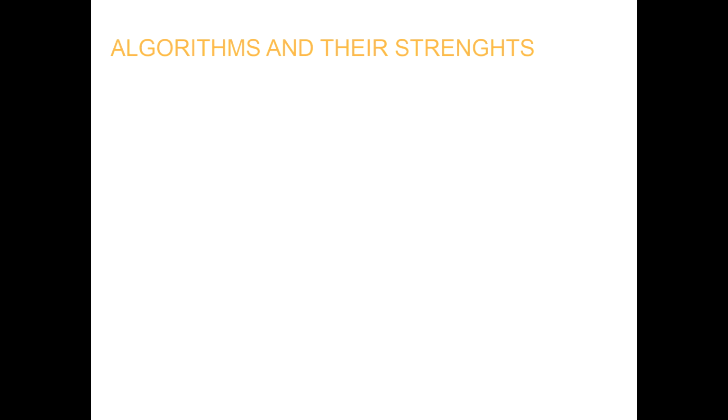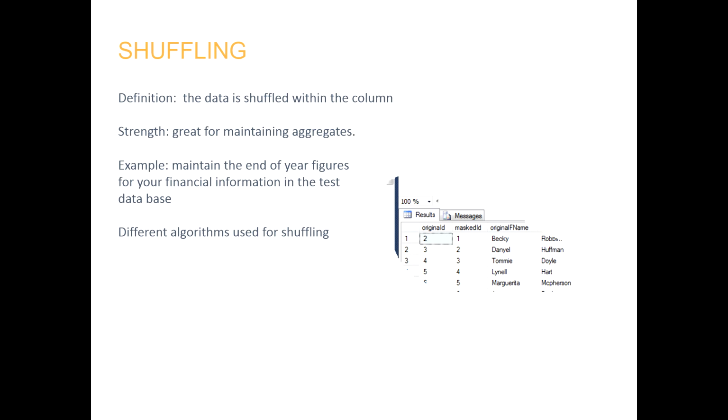Let's start now on the algorithms and explain the reasoning in several very simple examples. The first algorithm we will consider is shuffling. In shuffling, the data is shuffled within the column. No data is replaced per se, just the index in the column changes. In some sense, people define shuffling as a substitution with mapping to its own set of data.